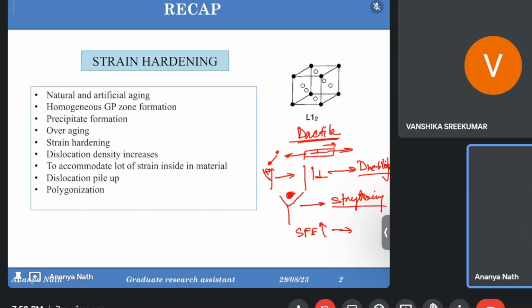Otherwise, I have not gone through the literature review of these aluminum alloys or all types of alloys. I can say for the 6000 and 7000 series only that a lot of work is going on. But what other work is going on with other non-heat treatable alloys, or even with the 2000 or 8000 series, I don't have much idea.